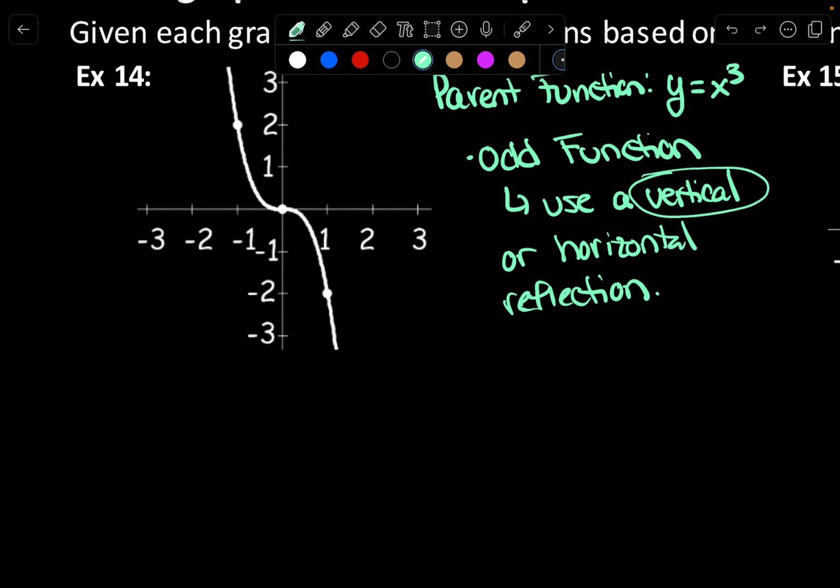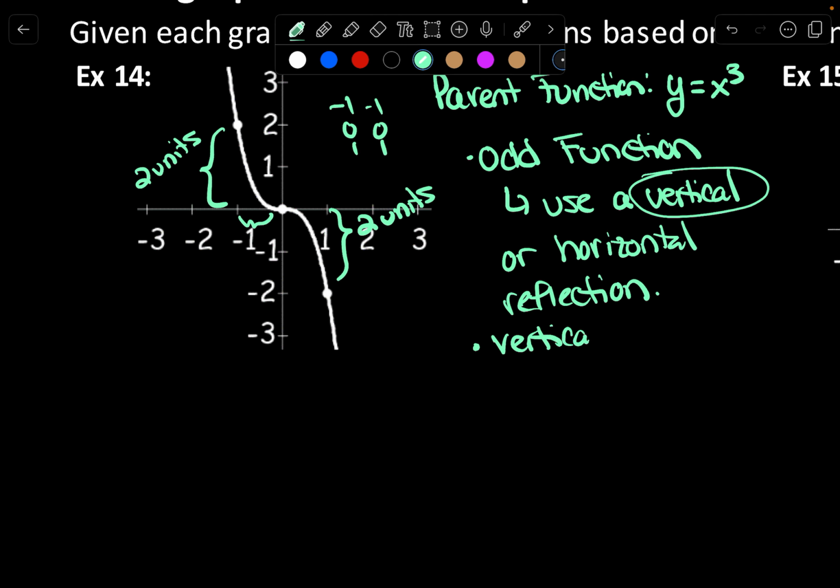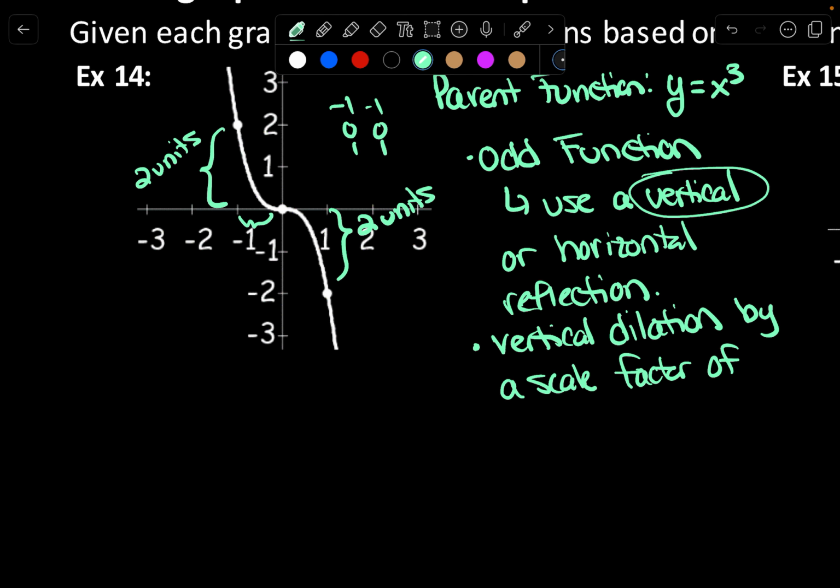Next, I want to see, are there any horizontal or vertical dilations? If I look at this here, I can see that this has a distance of 2 units. My parent function, it's usually -1, 0, 1, so it has a distance of 1 unit. But this one is being dilated by 2 units. Horizontally, it's the same. It's still 1 unit. But we have a vertical dilation by a scale factor of 2 units.